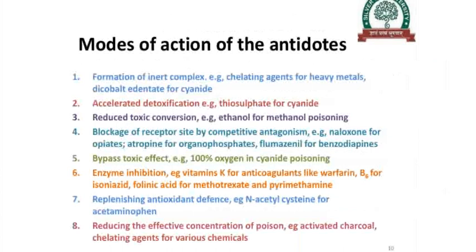The last common mode of action for antidotes is reducing the effective concentration of the poison, for example activated charcoal, chelating agents, etc. for various chemicals. Now, what do these do? Activated charcoal will adsorb the poison, so the concentration of the available poison is lowered, and this is insufficient to show much toxic effect. So these are the common methods by which antidotes normally act.